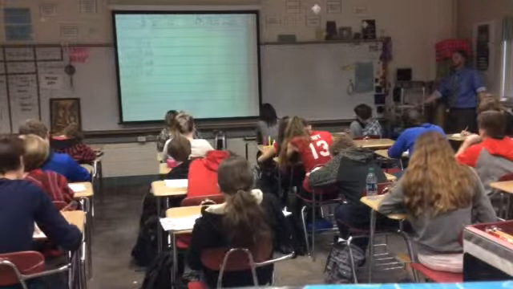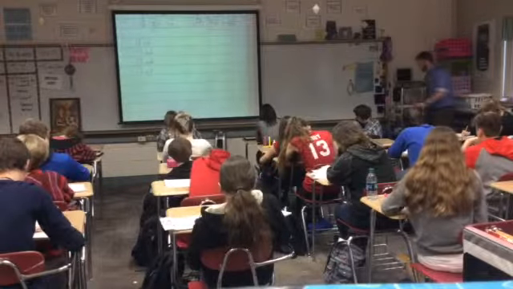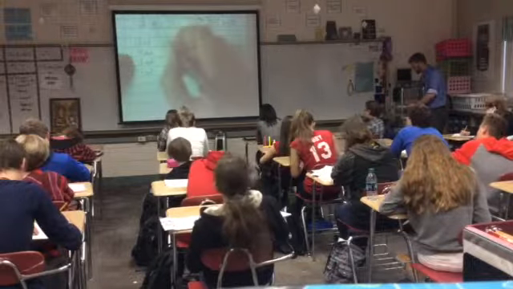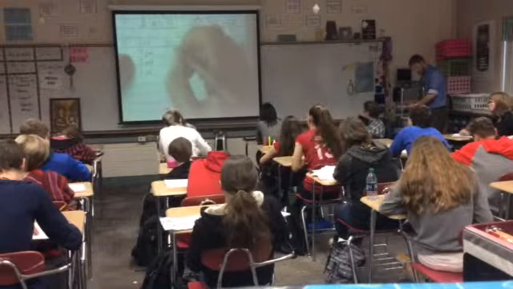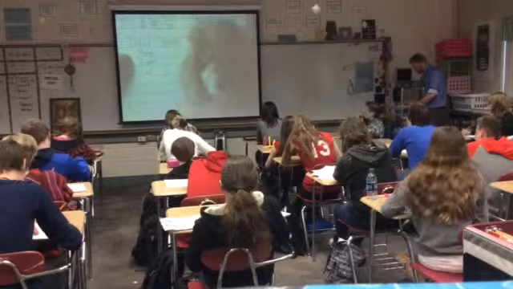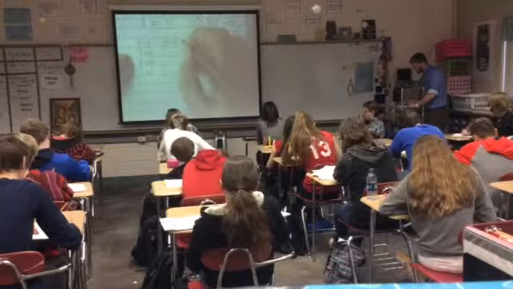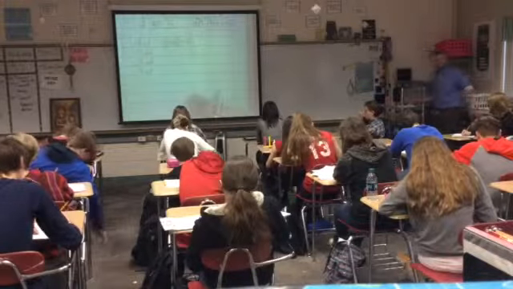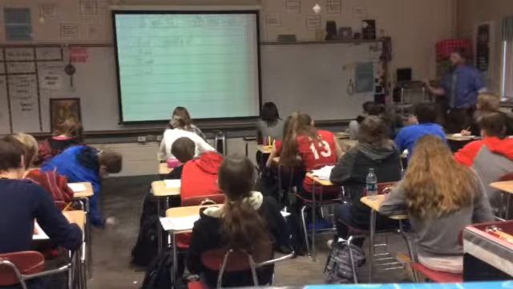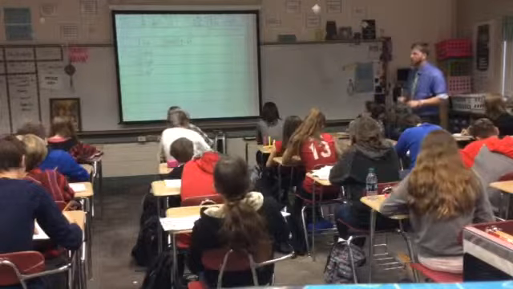And now we're going to use FOIL with radicals. So, let's say we had a problem that looked like 3 plus the square root of 3 times 8 minus the square root of 3. So this is the problem. We are going to FOIL it. We have to.